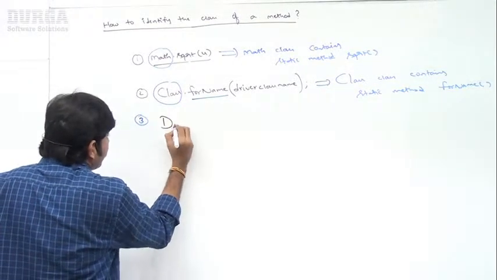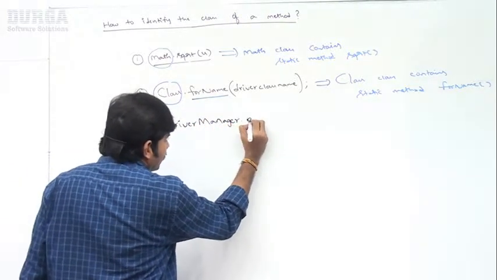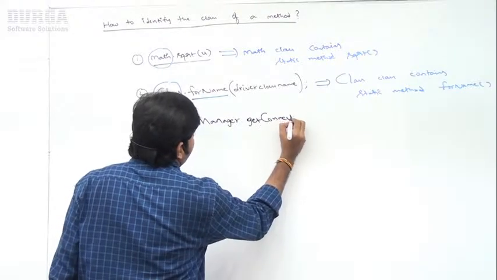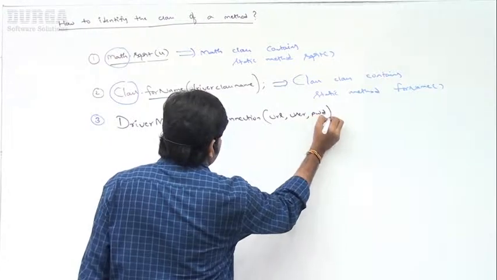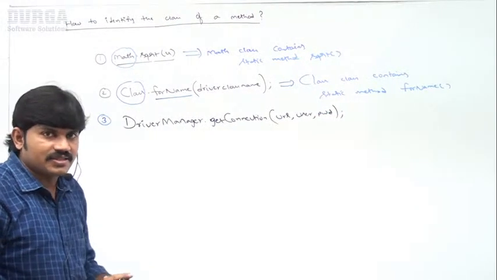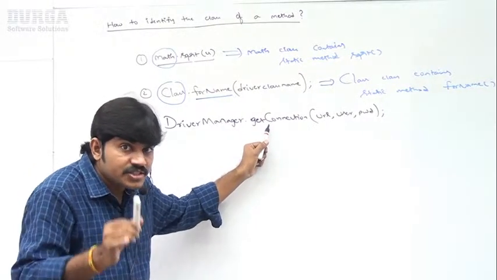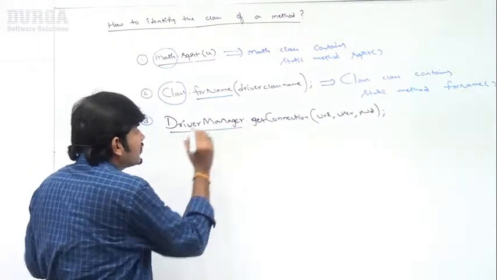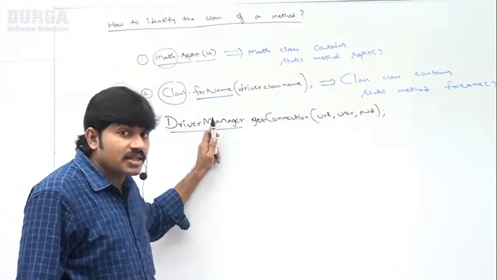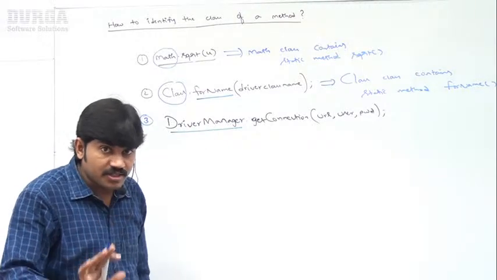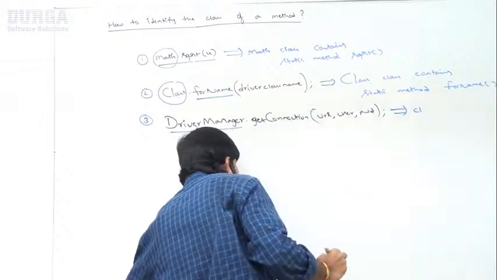Driver manager dot get connection. Driver manager dot get connection of URL, user, password I have. Driver manager dot get connection. Can you please tell, is get connection the static method or instance method? Static method, because we are calling by using class name. Next, which class contains this method? By using which class name you are calling? That corresponding class should contain this method. That's why, sir, which class contains? Can you spell out? Driver manager class contains.